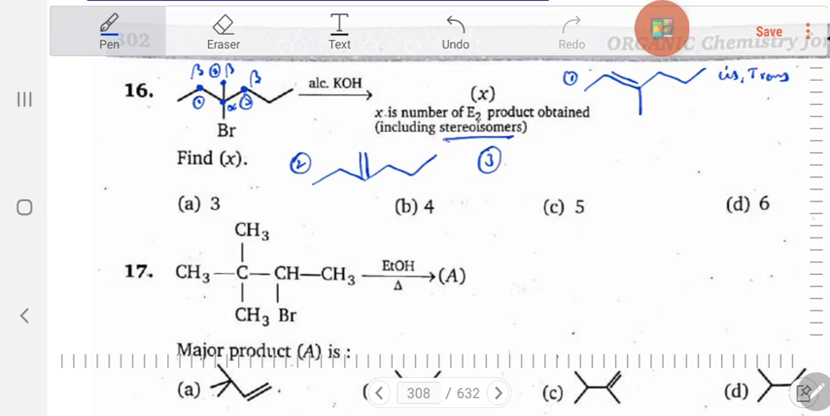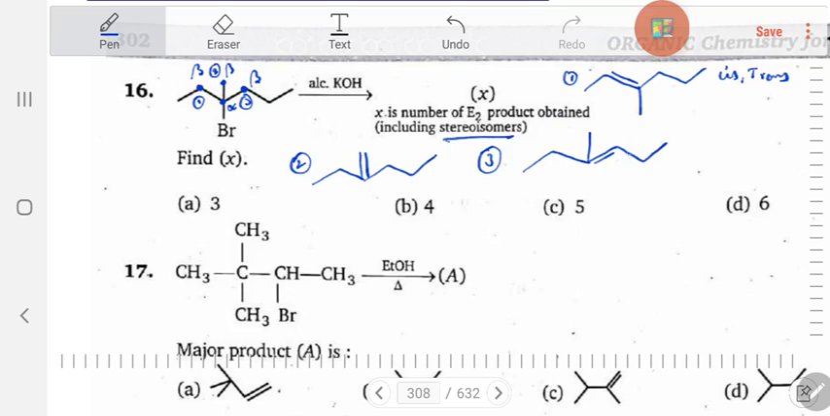Now coming to the third beta system, when we are removing hydrogen from the third position, this bond is similar. If hydrogen is abstracted from the third position, Br is lost. Now you will get a double bond here. Now this is the third type of structure.